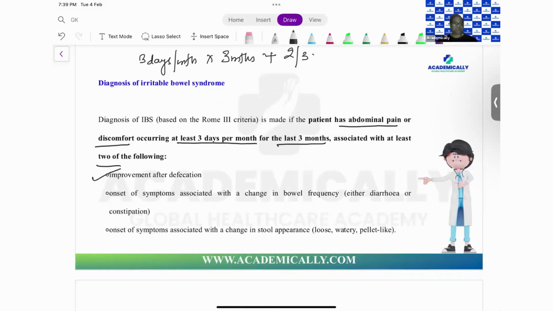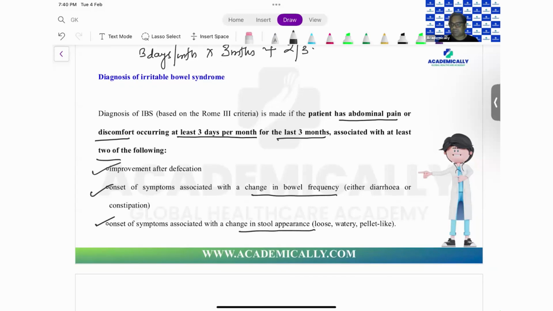The moment the person goes to defecate, the person feels better. When the symptoms happen, there is a change in bowel frequency, so either the person will have diarrhea or constipation, and there will be a change in the stool appearance. That means the frequency will change, the appearance of stool will change, and after defecation there will be improvement in symptoms. So these are the criteria which help us to diagnose irritable bowel syndrome, which is a functional cause of diarrhea. Functional.